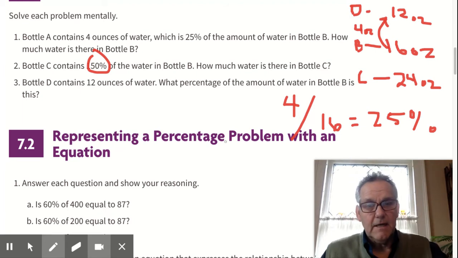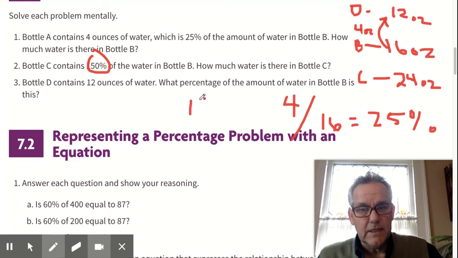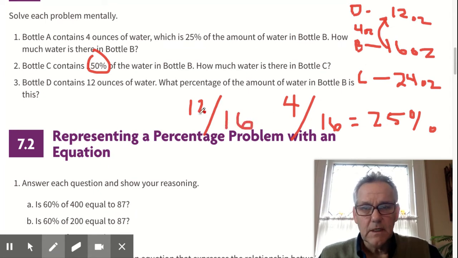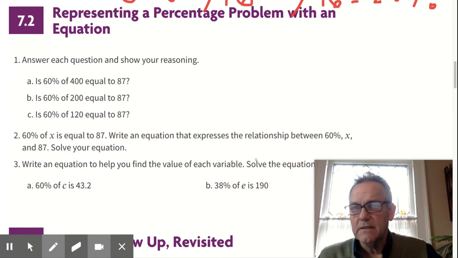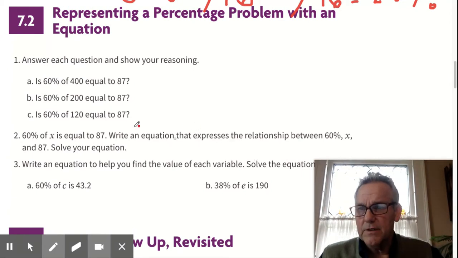So we could check that and make sure that's true by taking our 12 and putting that over the 16 ounces. And if we convert that to a percentage, we just do exactly what the fraction bar tells us to do. Divide 12 divided by 16, and that will end up being 0.75. Excellent. Okay. Now let's move on to representing a percentage problem with an equation.